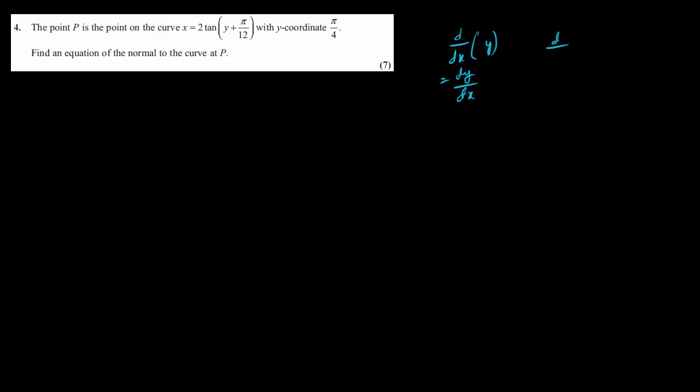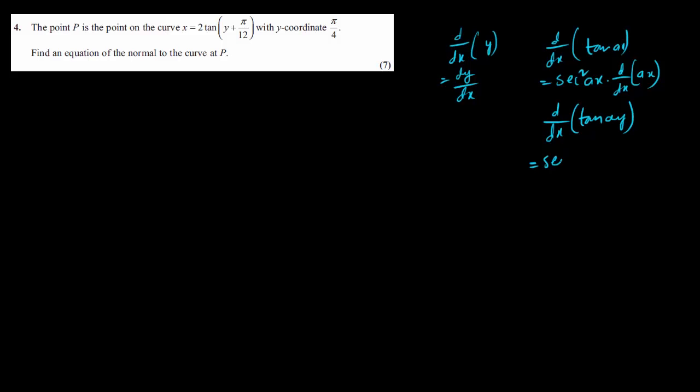So that is the main idea. We know d by dx of tan ax is sec squared ax into chain rule d by dx of ax. But if it is d by dx of tan ay instead of ax, it would be sec squared ay times d by dx of ay, which is going to be sec squared ay times a, dy by dx. So this implicit part is going to have a dy by dx with it. That is the main idea.